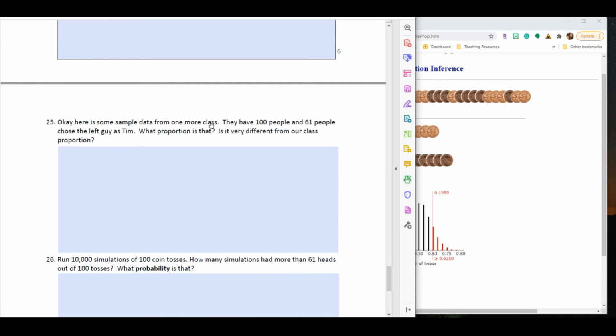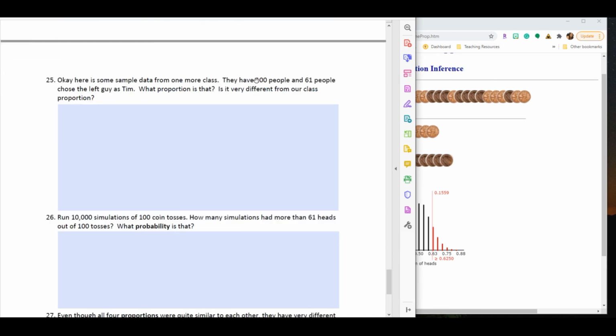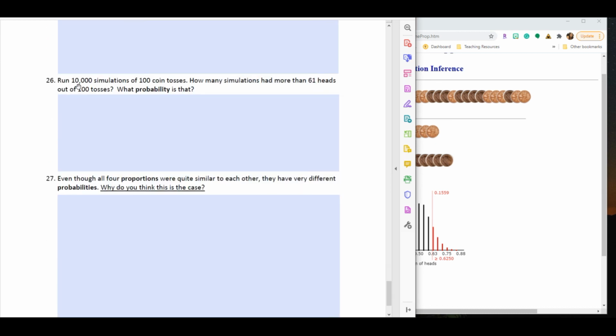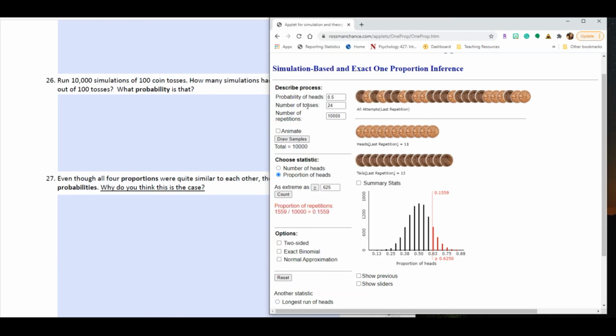And then finally, we'll have one last class with 100 people. 61 chose the guy on the left. I want you to calculate what proportion is that. How does that compare to the other classes we talked about? Run the simulations by putting in 100 coin tosses and the correct probability or the correct proportion that goes with that. And then look at the results and figure out what the probability is.